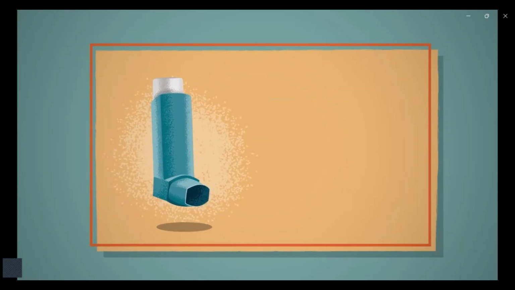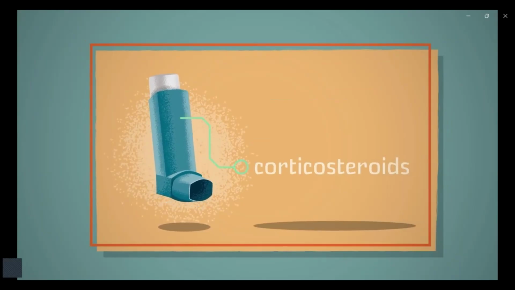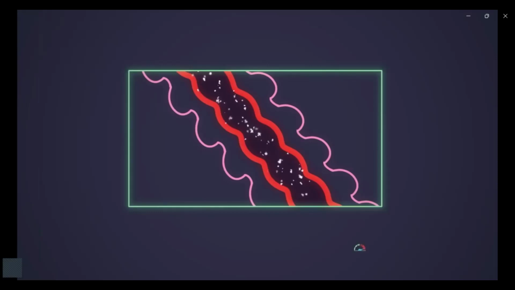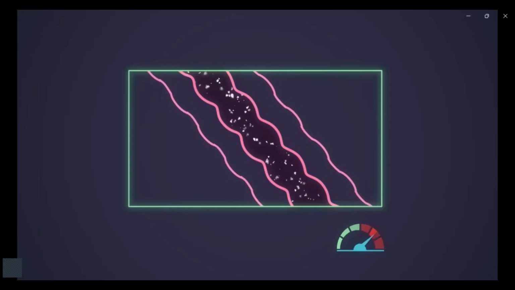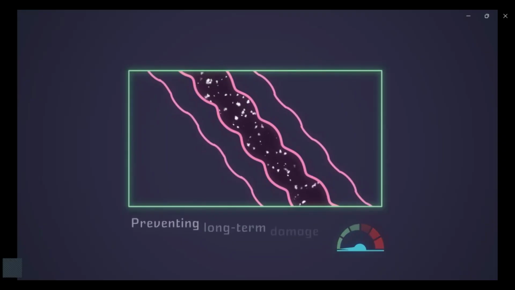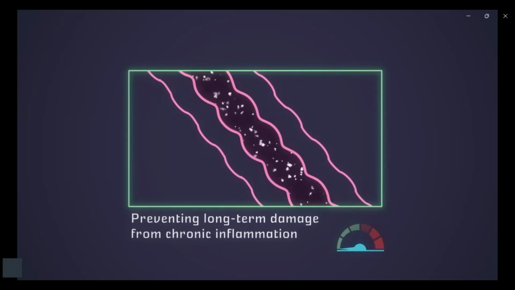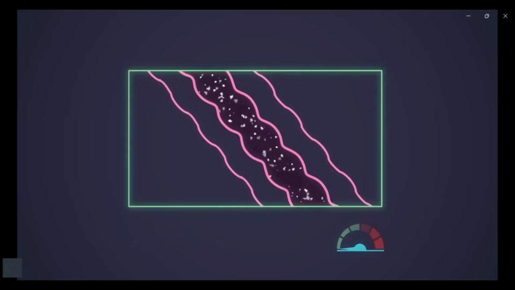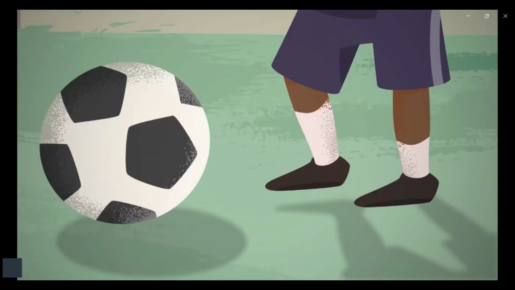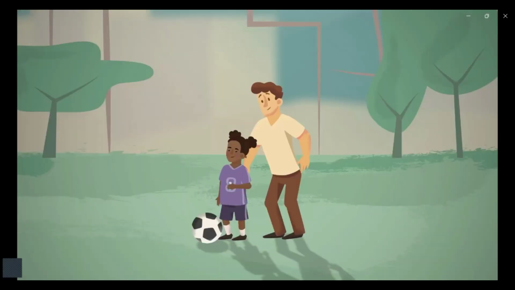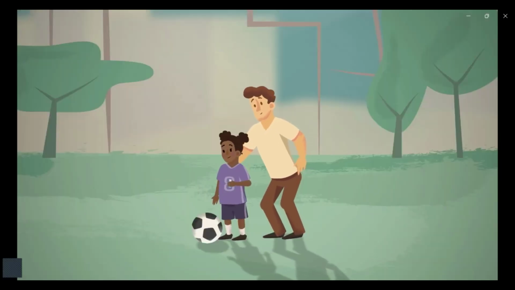The other form of inhalers serve as preventive medications, which treat asthma symptoms over the long term and contain corticosteroids. Corticosteroids reduce airway sensitivity and inflammation, so asthma can be kept under control. They're also crucial in preventing long-term damage from chronic inflammation, which can cause scarring of the airways. Inhalers are known to be very effective and have helped many people live better lives.